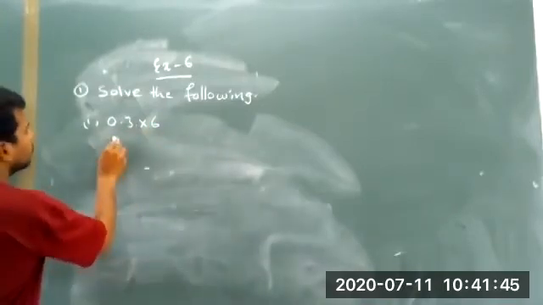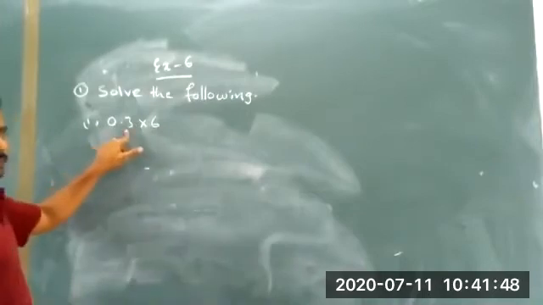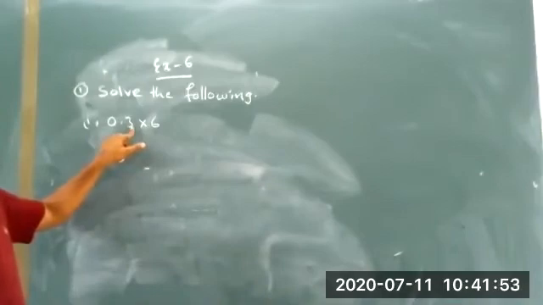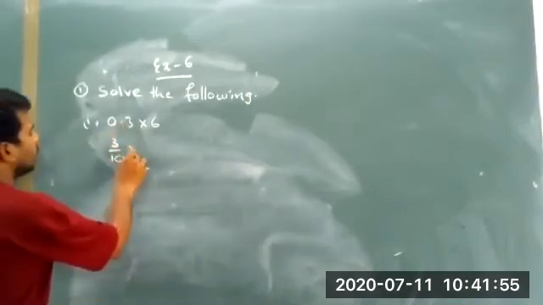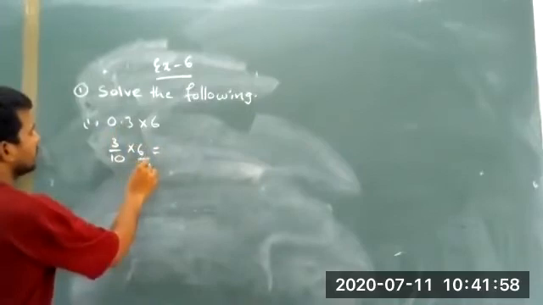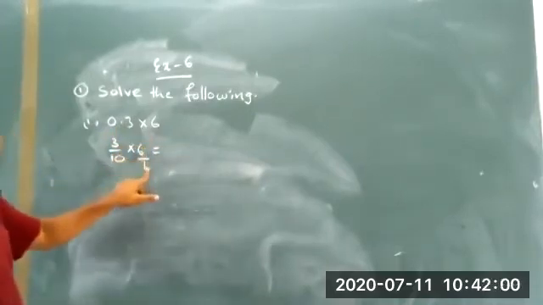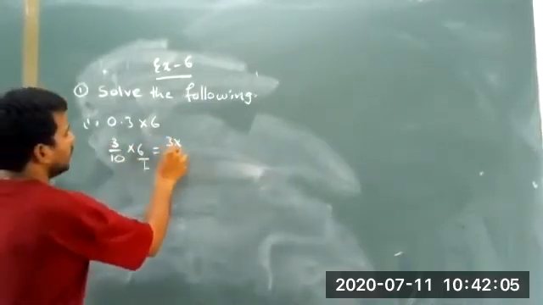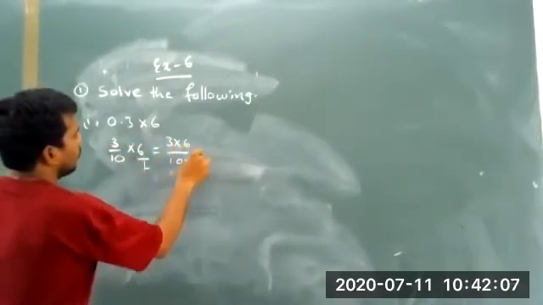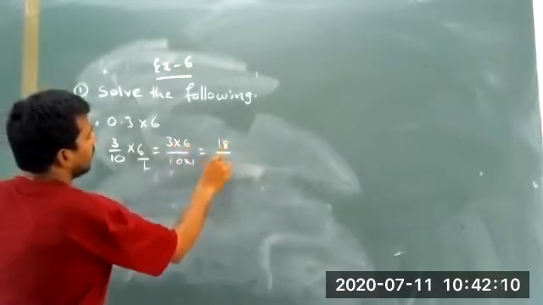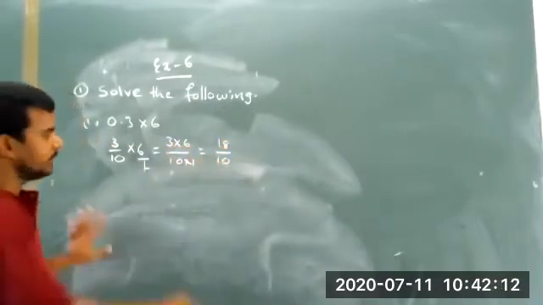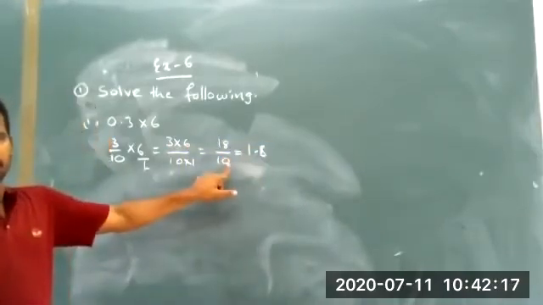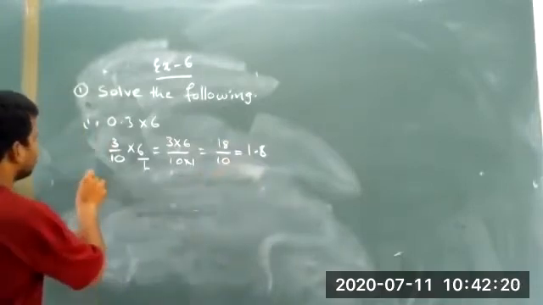So take this one: 3 by 10. The fraction of 0.3 is 3 by 10. Why? Because the decimal place is only 1. Into 6, and 6 we write as 6 by 1. Now numerator into numerator, denominator into denominator. 3 into 6 by 10 into 1: 3 sixes are 18 by 10. 18 by 10 equals 1.8. Because here 10 is there. Clear, children? Next, second problem.